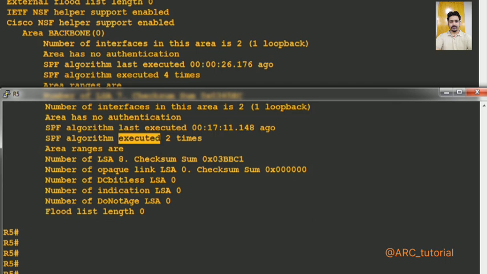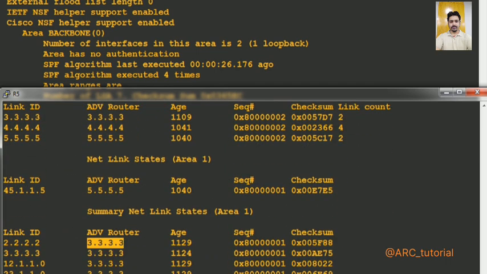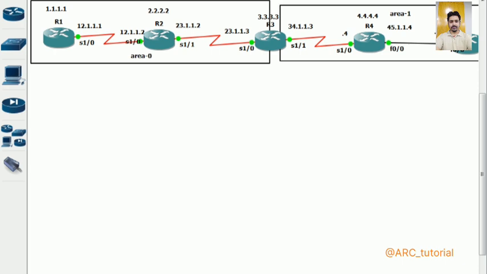And now if you check its database table, show IP OSPF database, you will not get that summary LSA, because this time the ABR will not generate it. Because R3, the ABR, has not installed that 1.1.1.1 inside its own routing table. So if your ABR does not have any route in its routing table, then it will never generate a summary LSA for that specific prefix. Understood or not? Great. Fine. Let's go for the next topic.